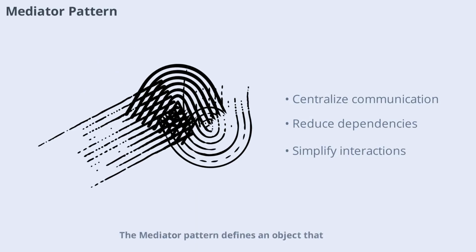The mediator pattern defines an object that encapsulates how a set of objects interact. Instead of objects referring to each other directly, they communicate through the mediator, reducing dependencies and simplifying communication. In Java, this pattern is often used in GUI frameworks to coordinate interactions between components.